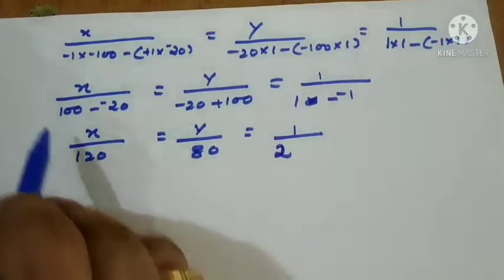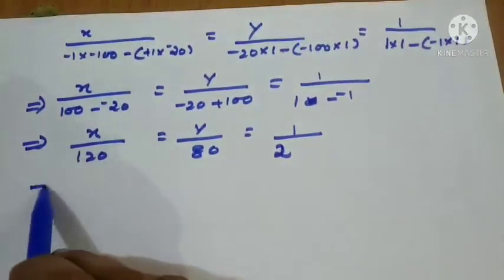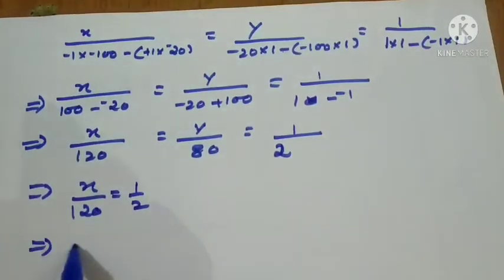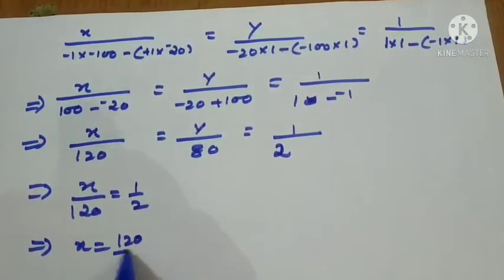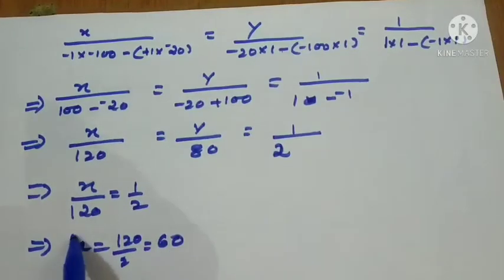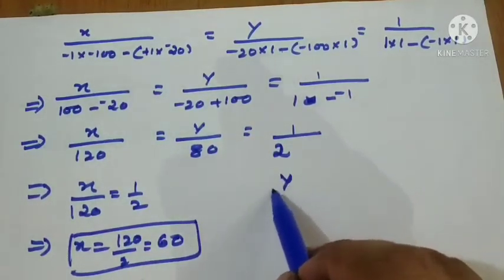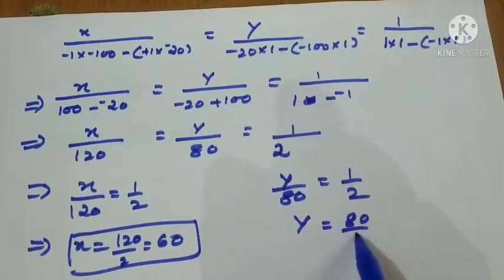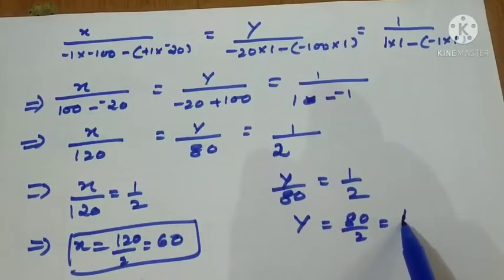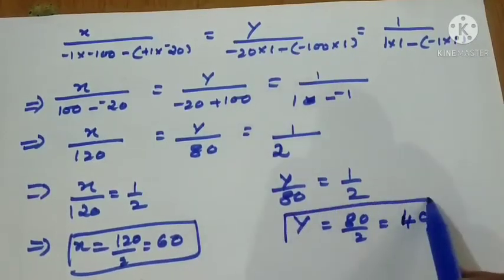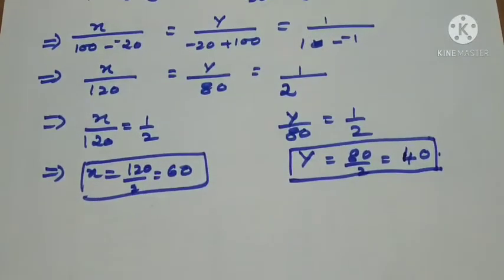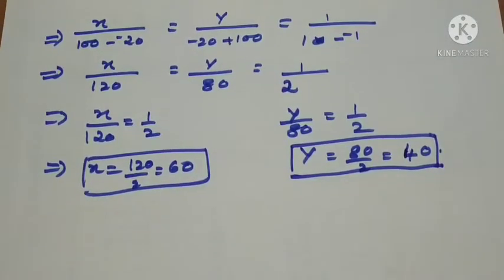Now from the first ratio and the third ratio, x by 120 equal to 1 by 2, implies x equal to 120 by 2 equal to 60. Similarly, y by 80 equal to 1 by 2. So y equal to 80 by 2 equal to 40. So we got the value for the speed of the first car is 60 km per hour and the second car it is equal to 40 km per hour.